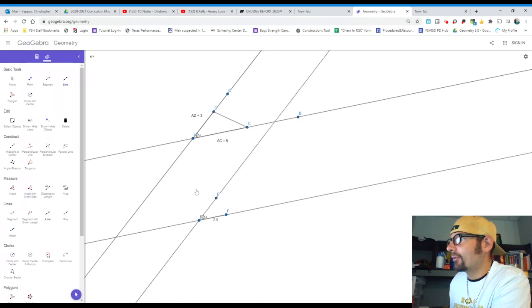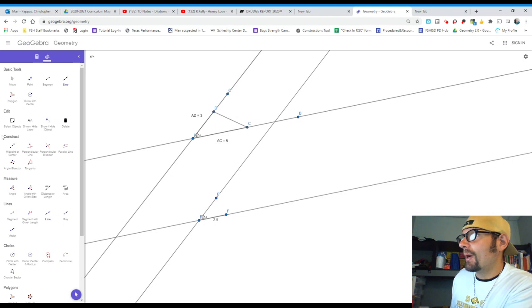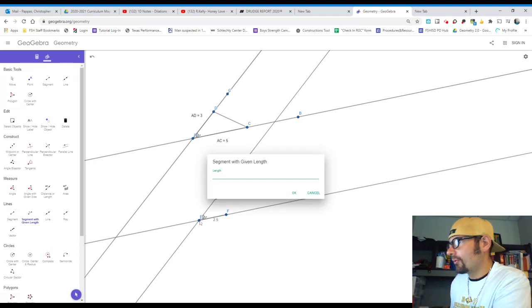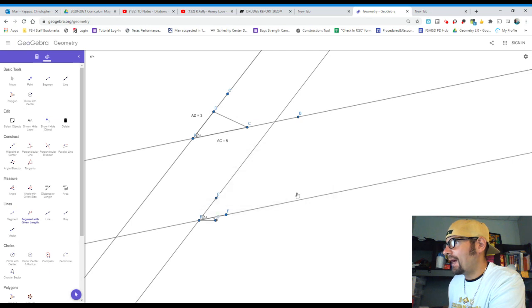Make a line to connect those two. And now we'll do a new segment with a given length of 1.5. So we're just cutting this and this in half. So from point E, we'll do a segment of length 1.5.